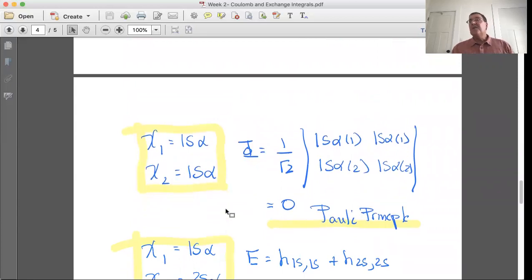So another possibility would have been to say, forget Pauli. I'm going to put two electrons in a 1s orbital with alpha spin. There's your determinant. You've got two columns that are identical. This wave function is identically zero. That's the Pauli principle at play. You can put at most two electrons in an orbital, one up spin, one down spin.